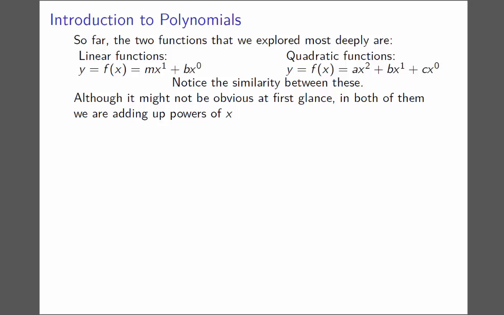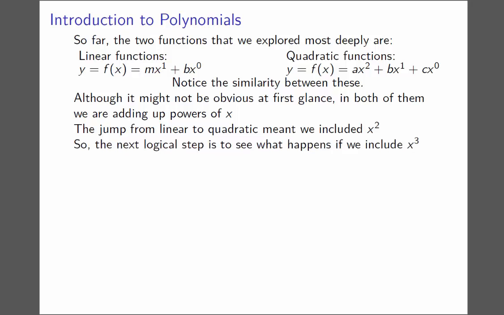In linear functions, we can rewrite x as x to the first power, and our constant b as b times 1, which is b times x to the 0. And a similar thing in quadratics. Thinking about it this way, we can see that the jump from linear to quadratic meant we included x squared. So the next logical step is to see what happens if we include x cubed.